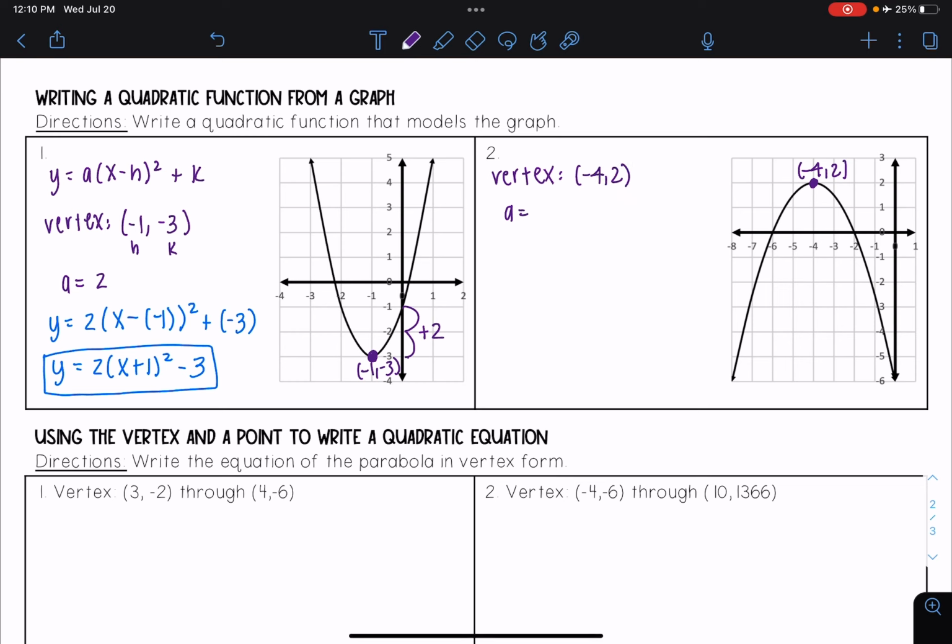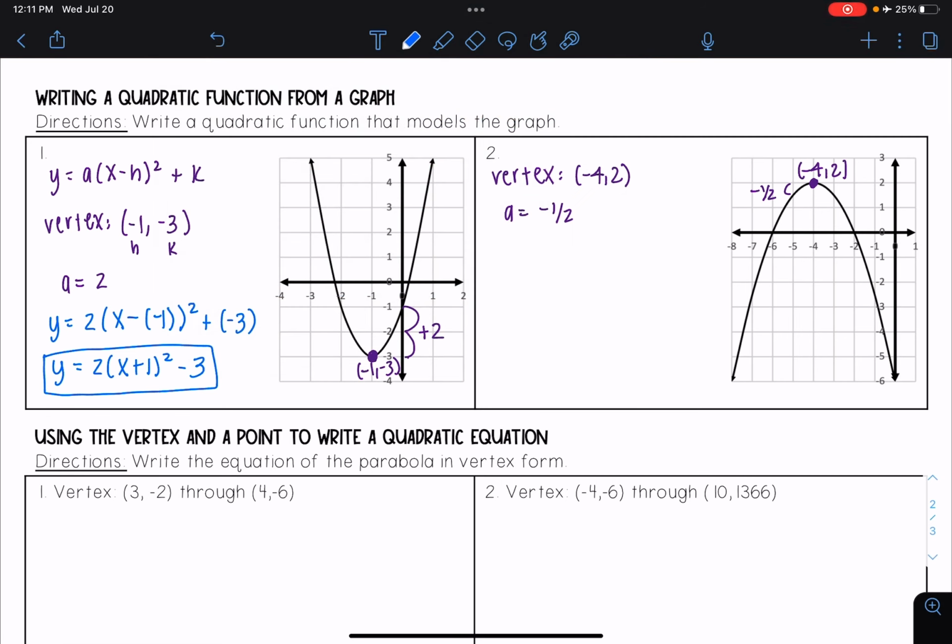And then I figure out what my a value is. So I want to see how much, in this case, my graph is going down on either side of my vertex. Here I see it goes down halfway. So it's going -1/2. So here my a value is -1/2. And it's negative because of my parabola opening down.